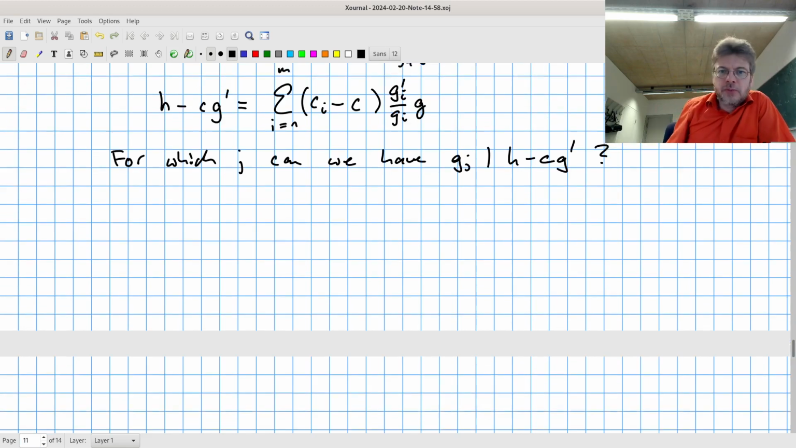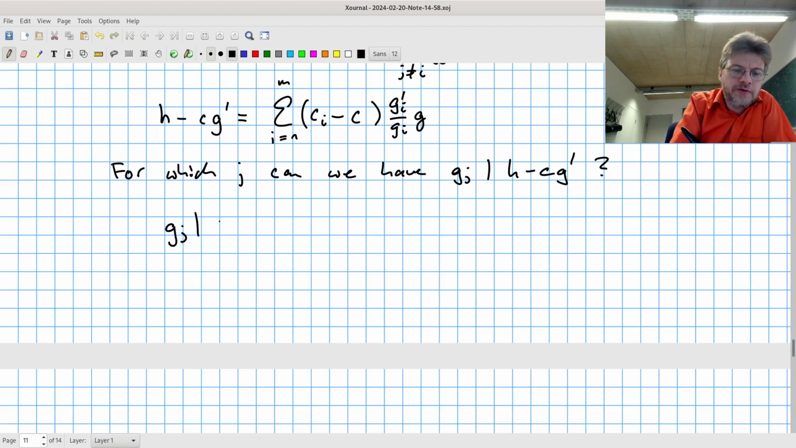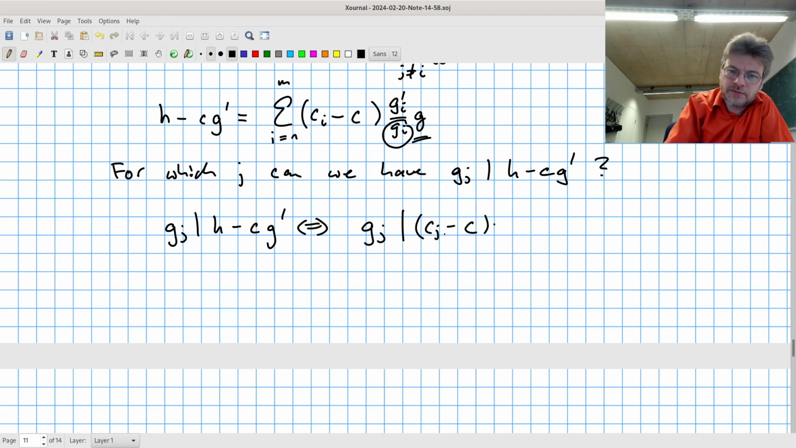Well, we have a similar reasoning like before. If gj divides h minus c g prime, then for this divisibility it is unimportant, it is not essential to keep all the factors, or all the summands where gj appears in this g and is not divided out. So this is the case if and only if gj divides cj minus c times dj prime over gj g.